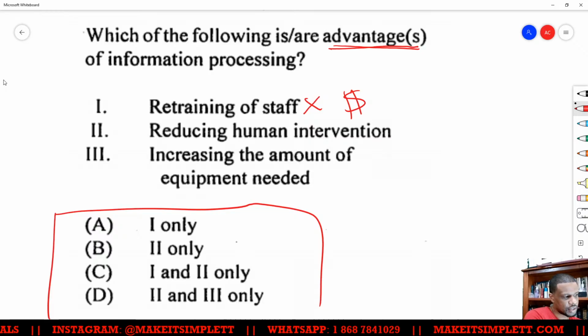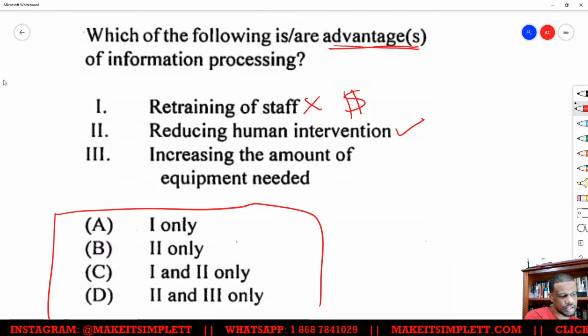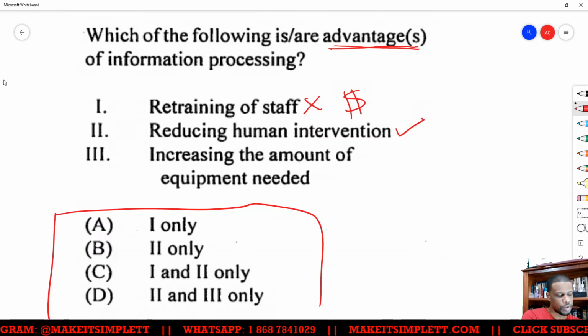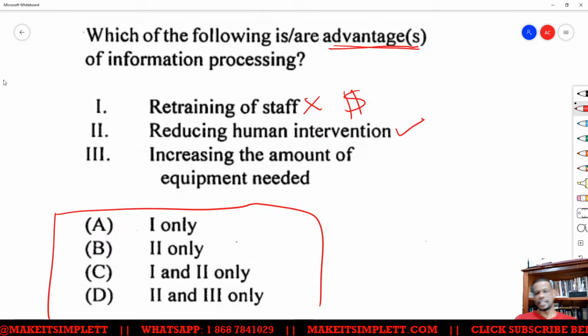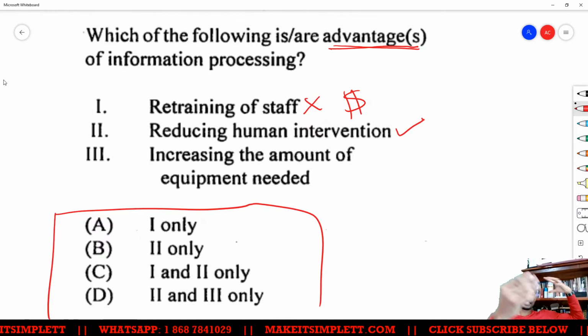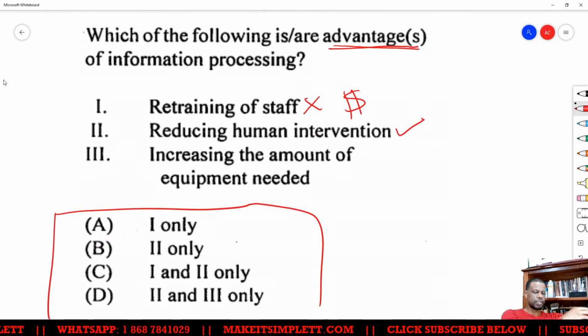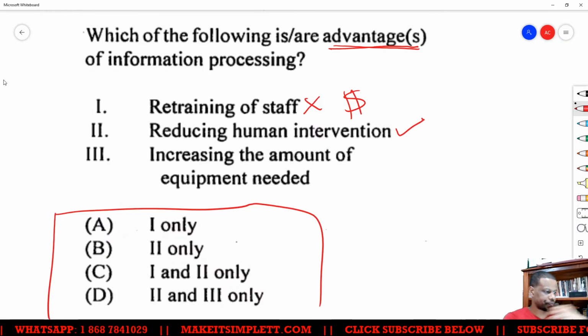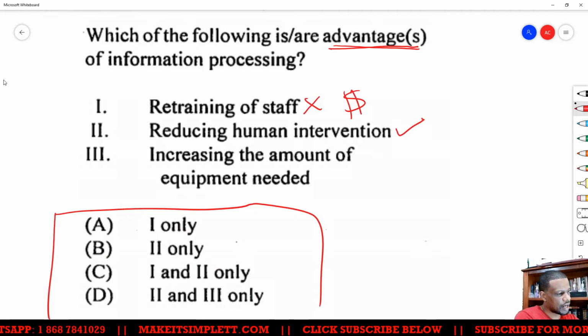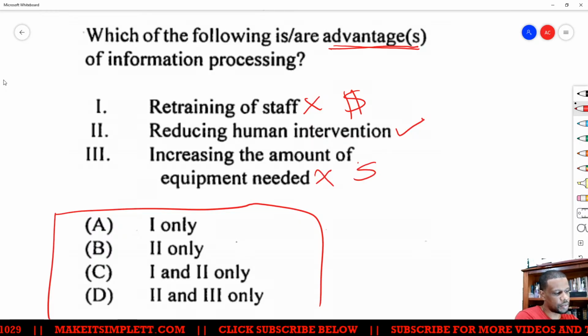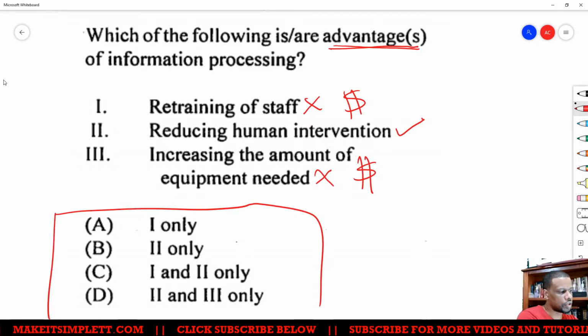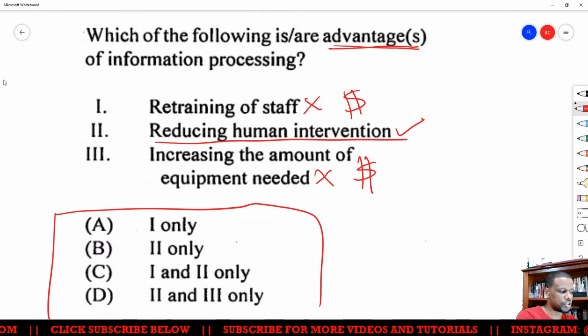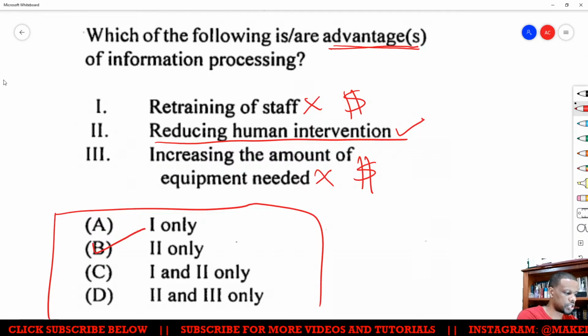Is it good that it reduces human intervention? Yes, it's good that it reduces human intervention because humans usually make a lot of mistakes. Humans usually destroy things. Humans usually don't pay attention. They get tired, that kind of thing. Is an advantage increasing the amount of equipment needed? No, because the amount of equipment needed means more money. So therefore, the only advantage of information processing is reducing human intervention. So we'll go with 2, which is B.